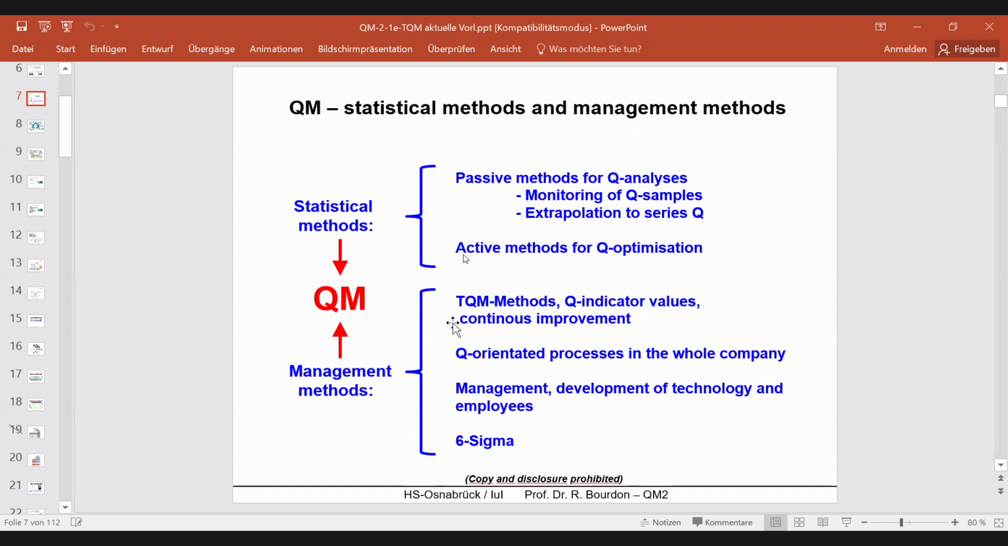Then in the management methods, we have the TQM methods. We have quality indicator values to make a monitoring and a ranking of the different departments in a company. And we have the continuous improvement process. So we have quality-orientated processes in the whole company, overall departments. It includes the management, also development of technology, the employees, and we have the Six Sigma. The Six Sigma method, which is a toolbox of different methods. Six Sigma is the highest standard in quality management.